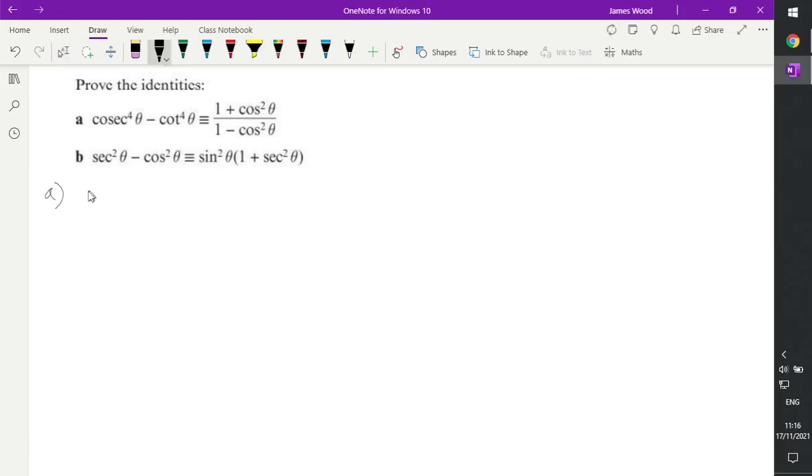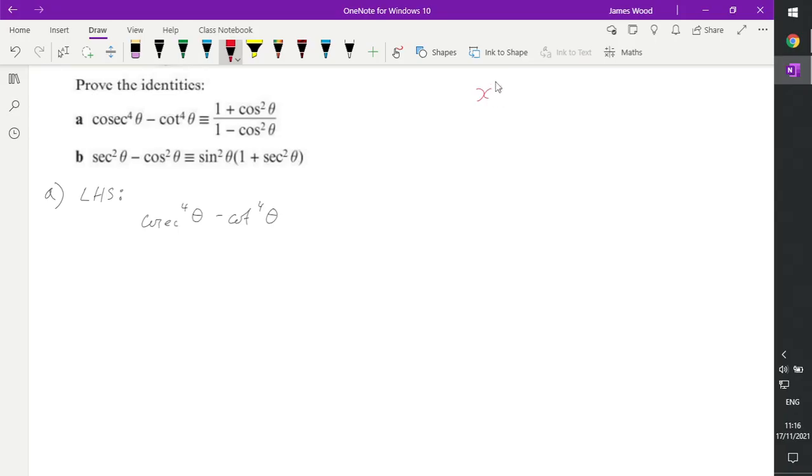For part A, I'm going to start with the left-hand side. I'm going to start with cosec squared. Sorry, not even squared, is it? It's cosec to the power of 4 theta minus cot to the power of 4 theta. Now, hopefully, you can spot that this is a difference of two squares. They're not squares, they're to the power of 4, but obviously to the power of 4 is something squared.